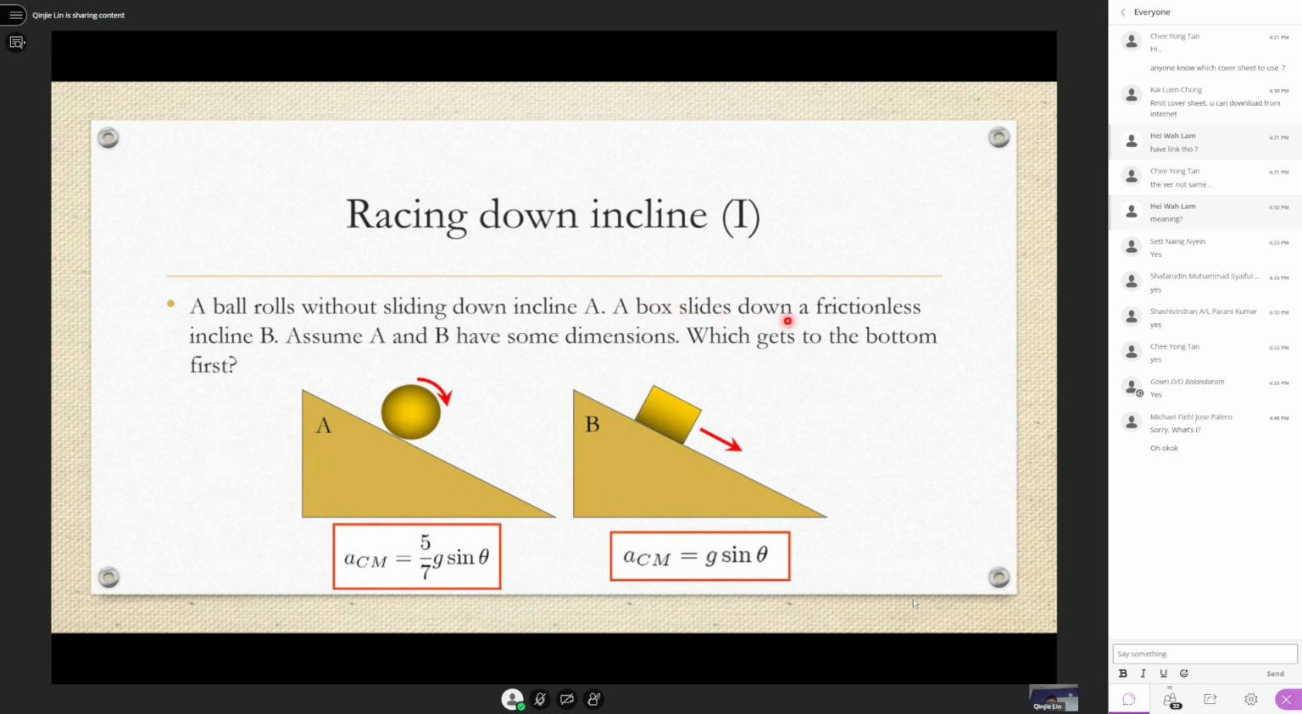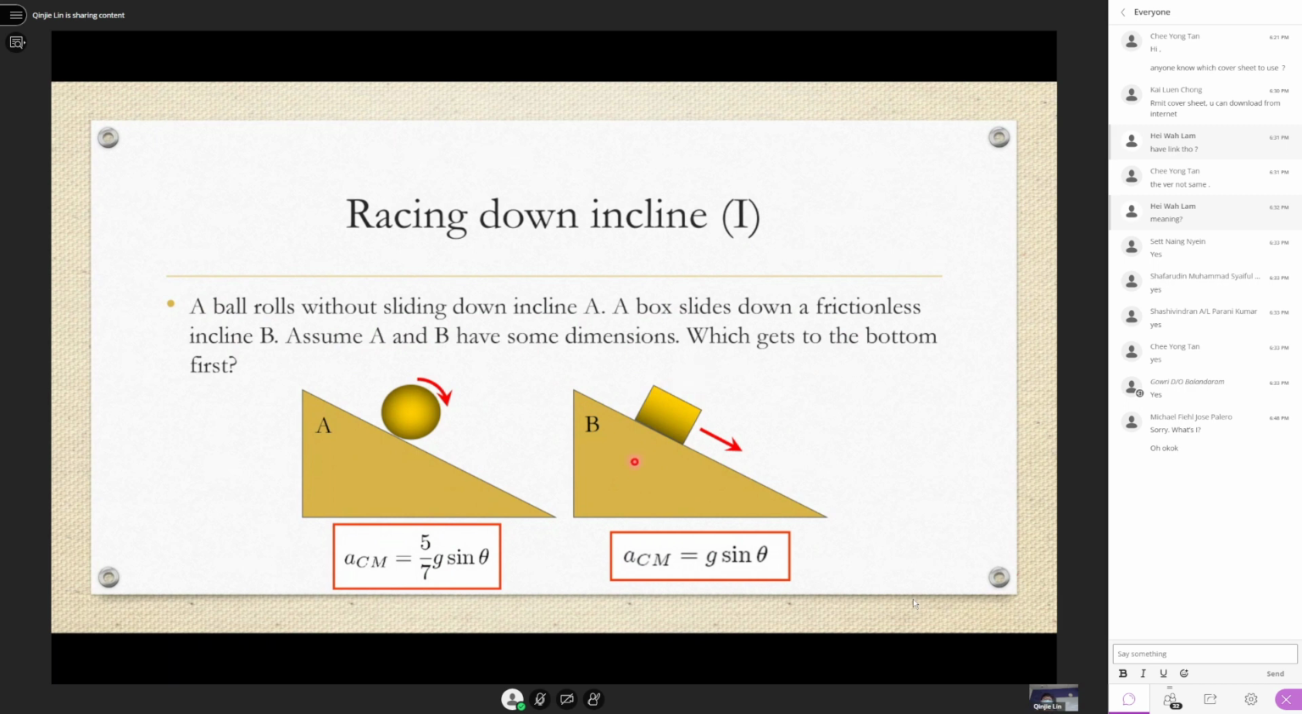A box slides down a frictionless incline B. Also at the start of the module, we have been talking a lot about this box sliding down the incline. In this case, we imagine it's frictionless, so it will just really slide down. A and B have the same dimensions, the same slope. Which gets to the bottom first?